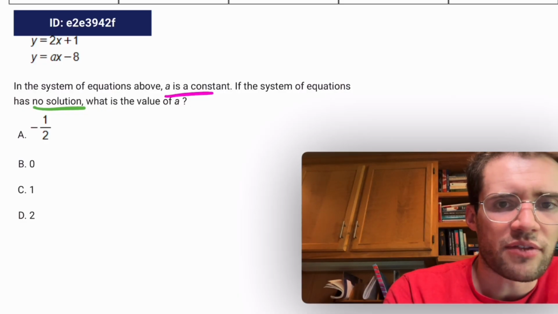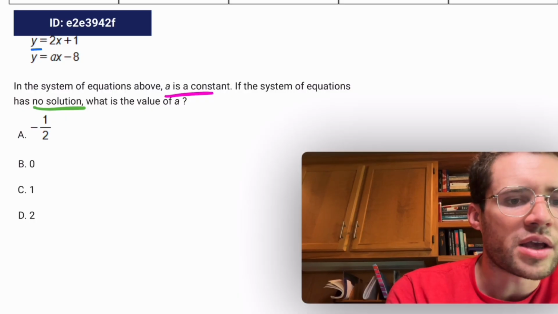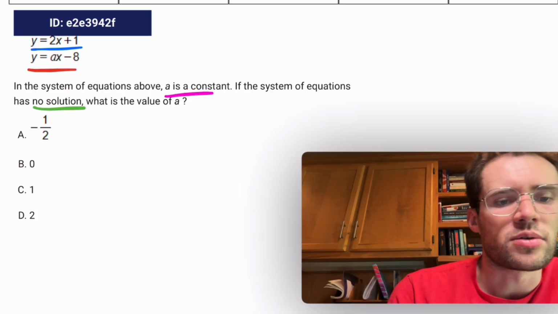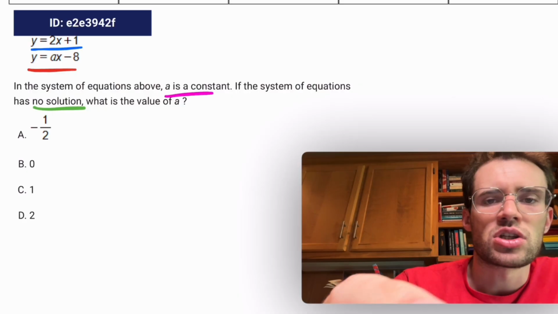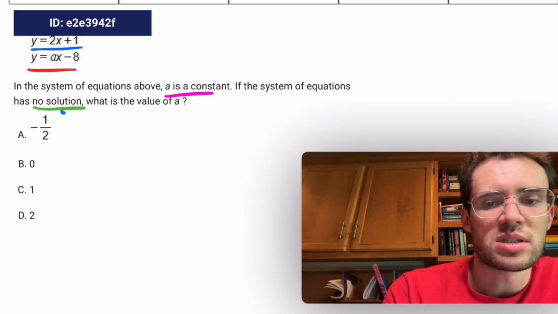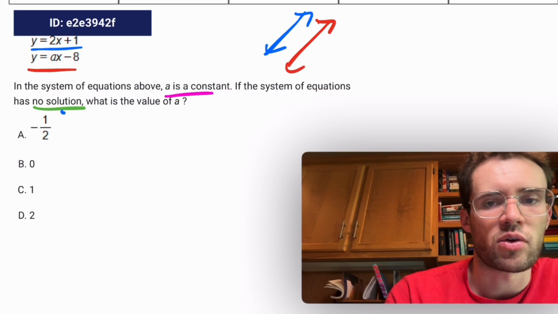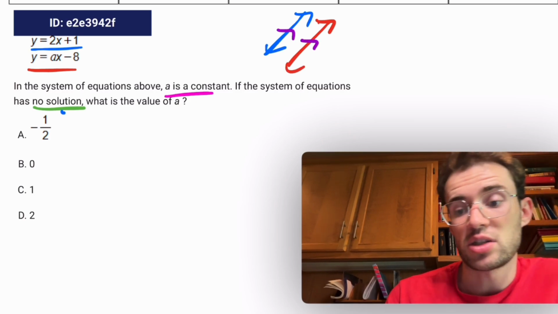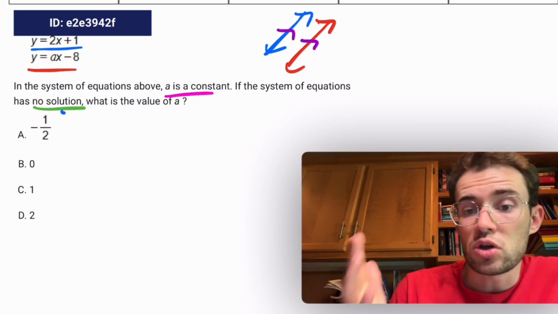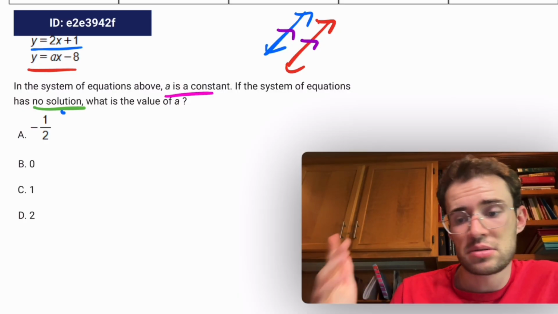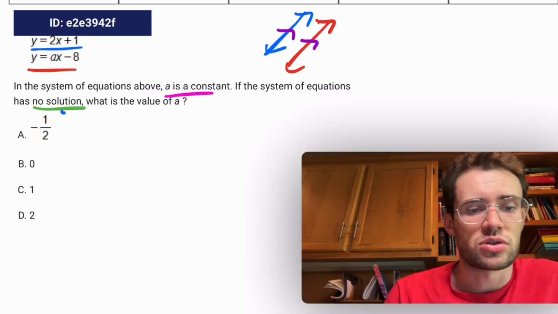So in this case, our two equations are y equals 2x plus 1 and y equals ax minus 8. For these to have no solution, we want them to be two parallel lines, because two parallel lines will never cross. The solution to a system of equations is the point where they intersect. So if there are two parallel lines with two different y-intercepts, they will never cross, and they'll have no solutions.